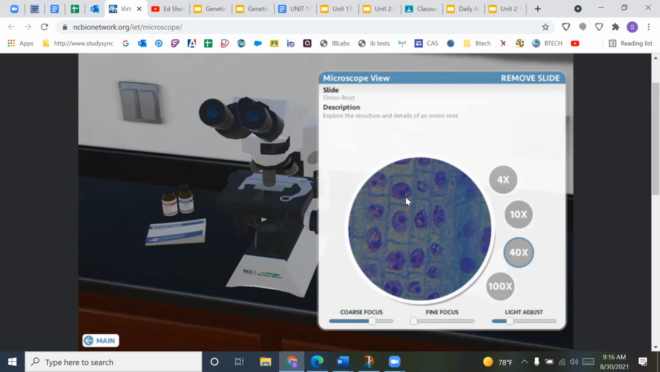To show your work, the slides are right behind you guys. Once you find an organism, catch it, draw it, measure it. Pick one of these slides.